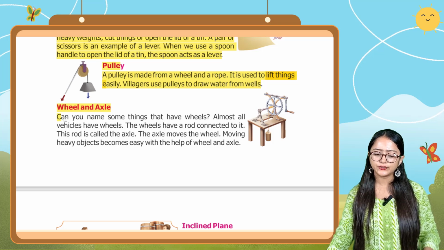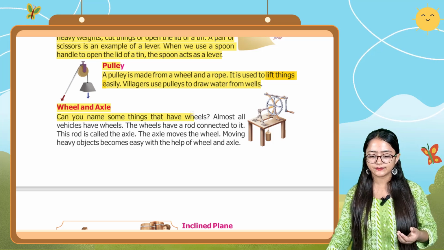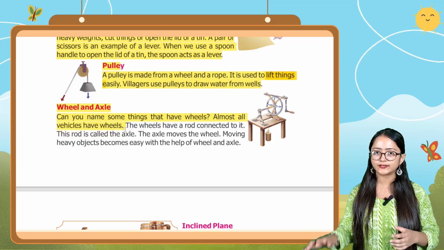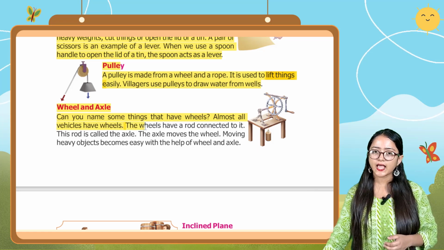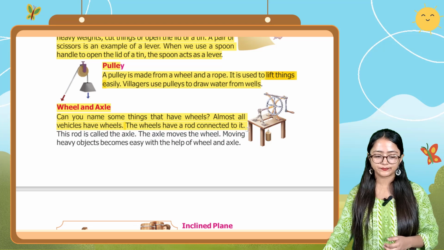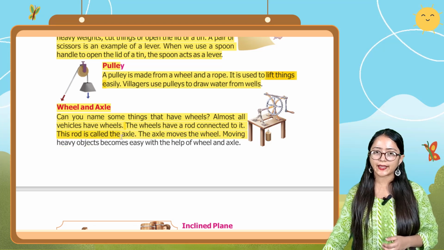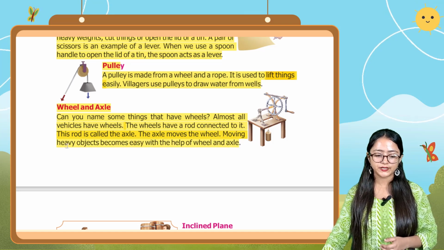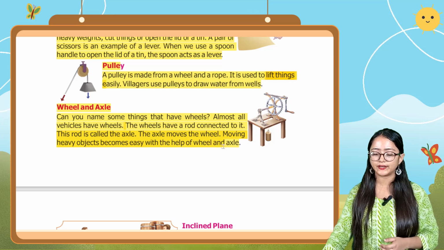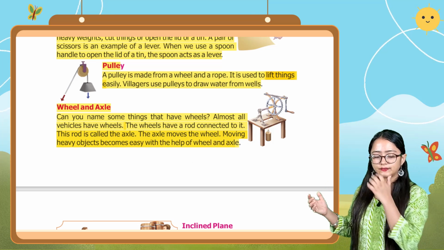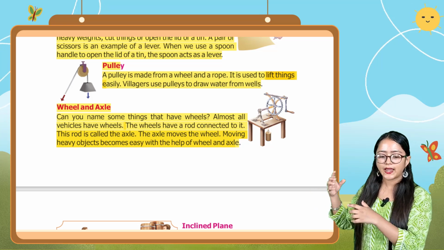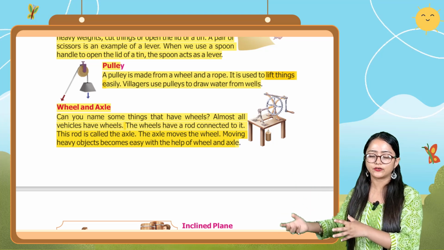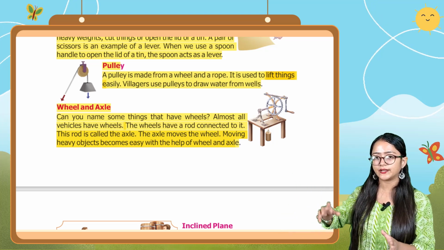Okay, next comes wheel and axle. Here it is asking, can you name some things that have wheels? Almost all vehicles have wheels. The vehicles have a rod connected to them. This rod is called the axle. The axle moves the wheel. Moving heavy objects becomes easy with the help of the wheel and axle.